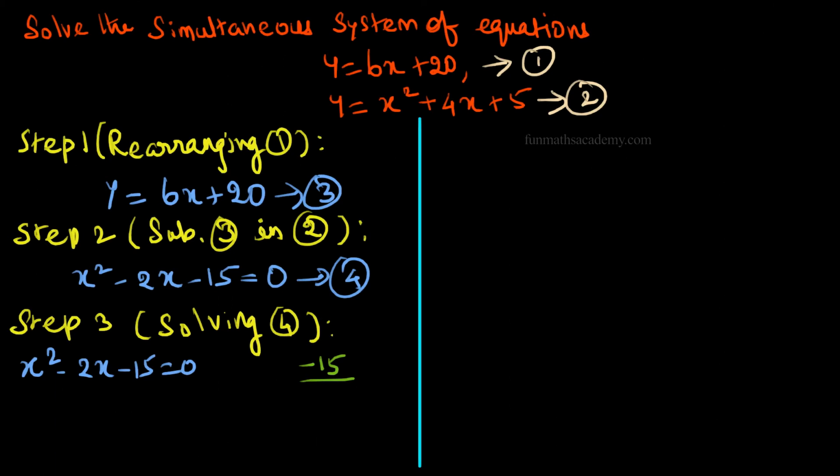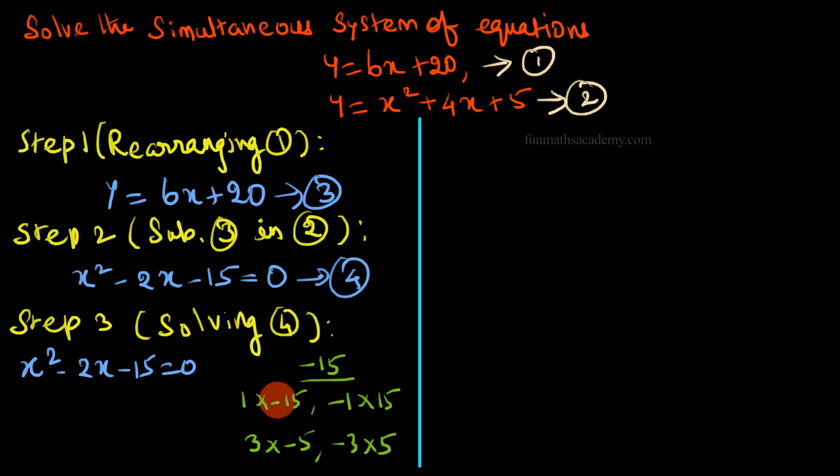Let us find the factor pairs of minus 15, which will be 1 into minus 15, minus 1 into 15, 3 into minus 5 and minus 3 into 5. Now of these pairs, which one when added together will be equal to the coefficient of x, that is minus 2? Let us find out.